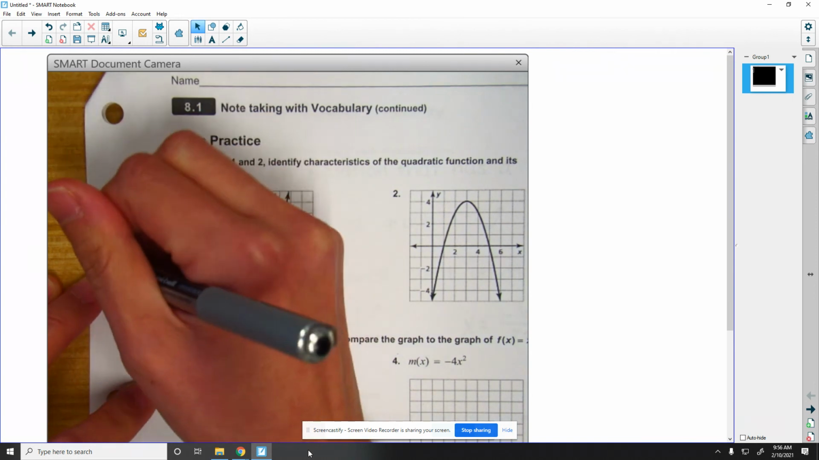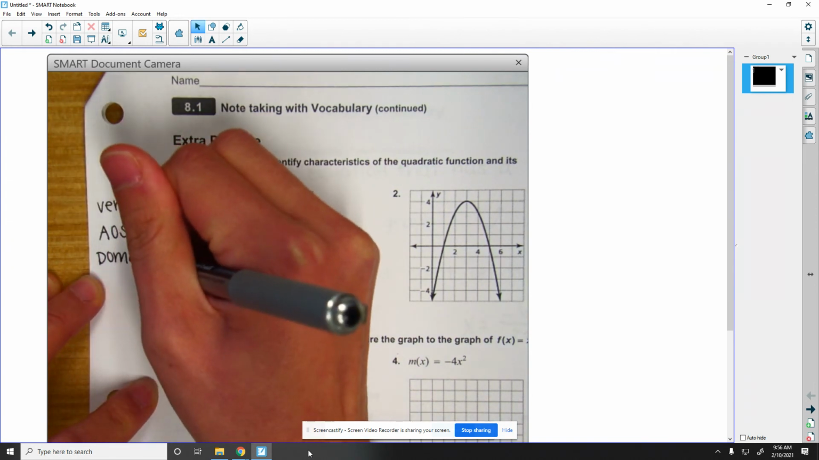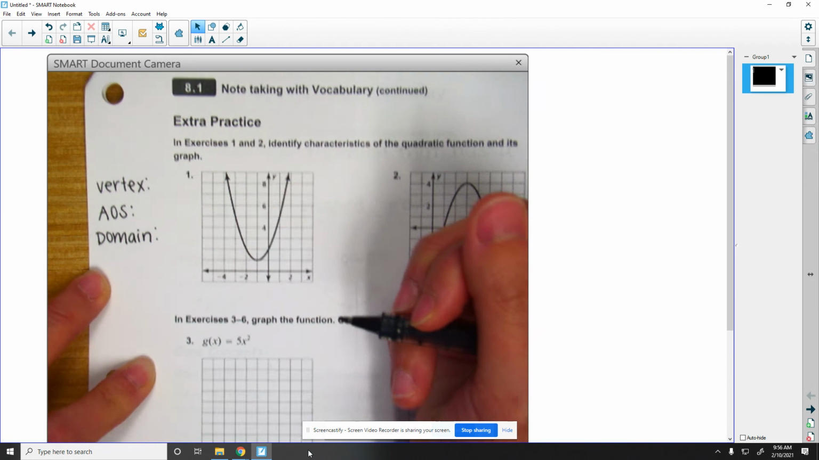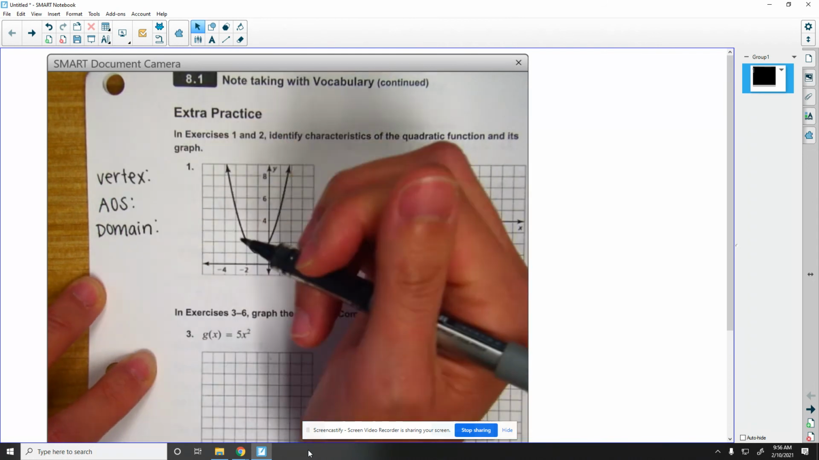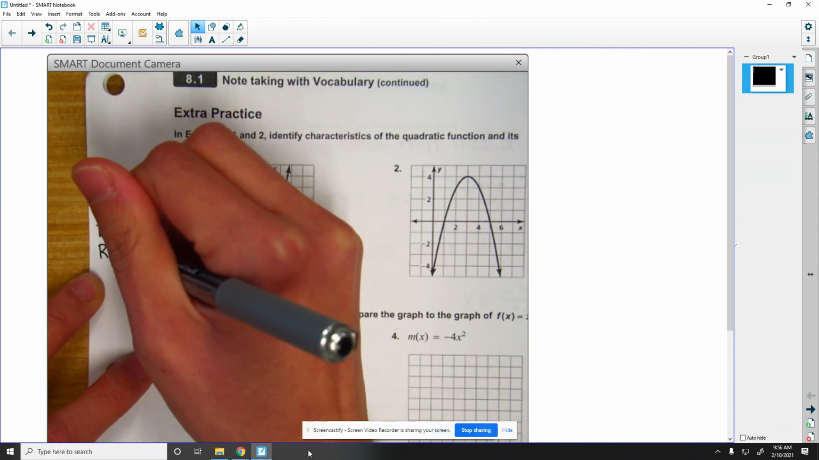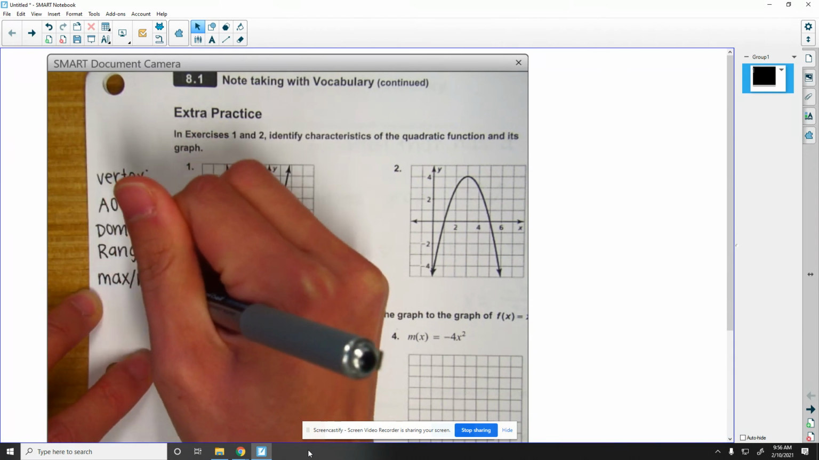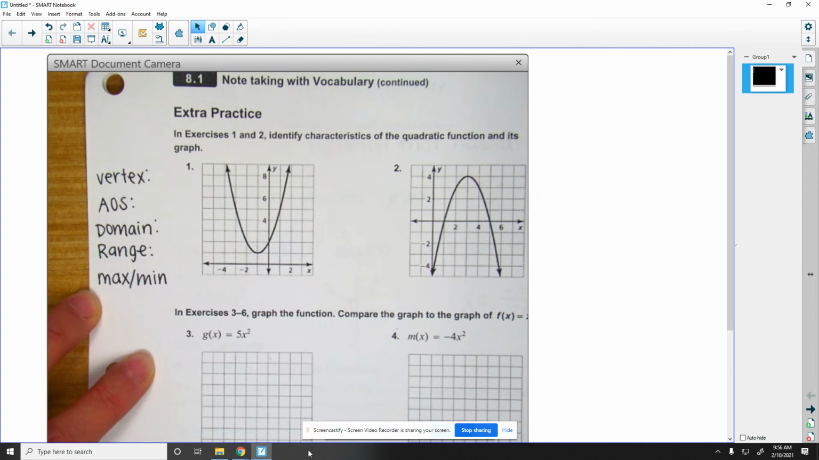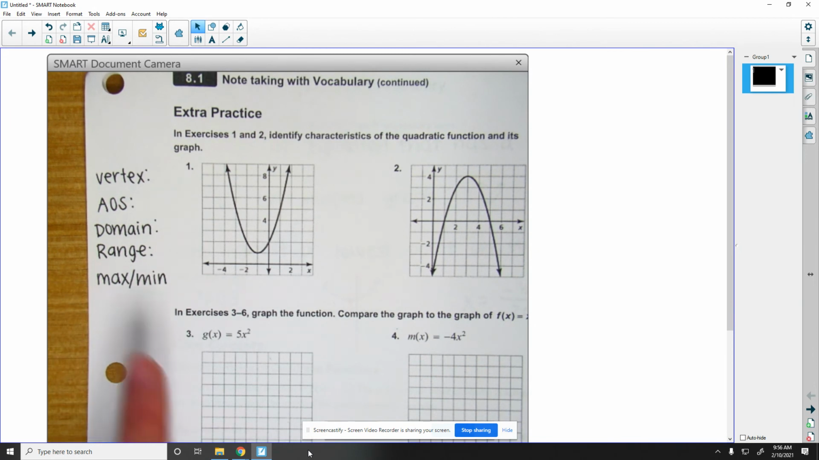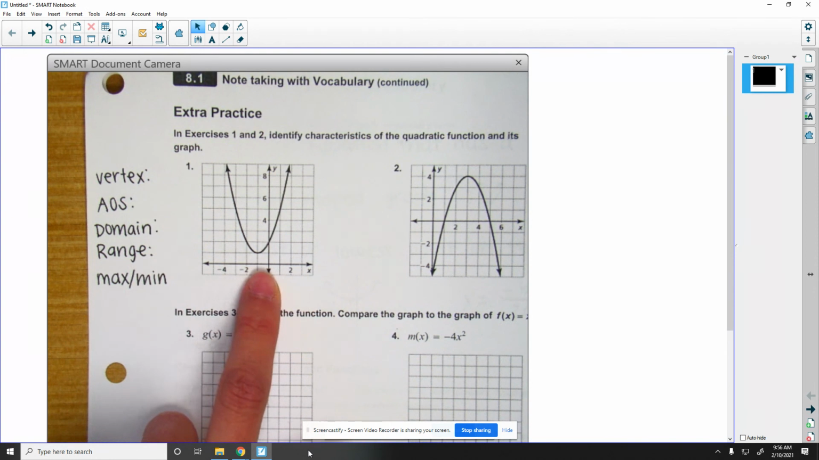What is the domain? Oh, it's been a while since I've talked about domain. And if we talk about domain, we always have to talk about, what is the other? Yeah, range. And is this a max or a min? Okay, so these are all new vocabulary things that we need to know about this picture.